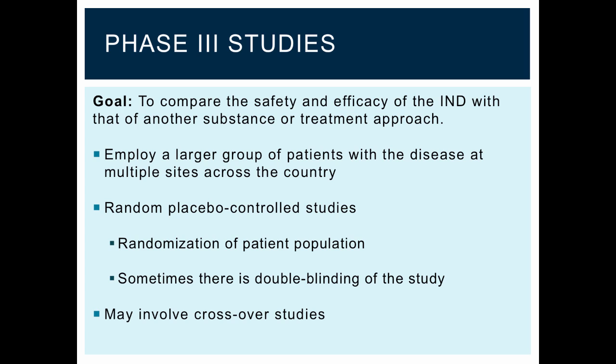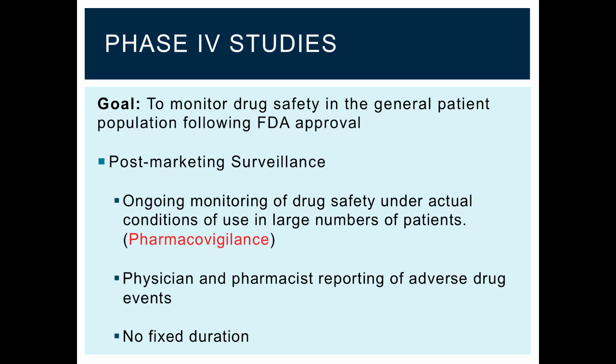If the Phase 3 clinical studies are successful and they're approved, then the drug manufacturer can apply for what's known as NDA status, or New Drug Application status. Finally, there are Phase 4 studies. This is also known as post-marketing surveillance, and the goal of the Phase 4 study is to monitor drug safety in the general patient population following FDA approval.